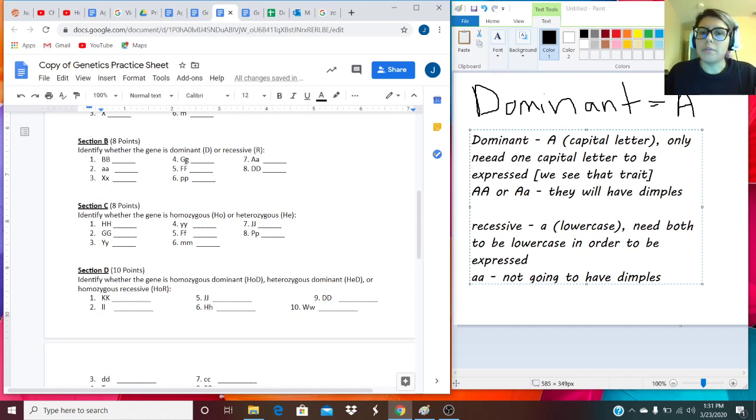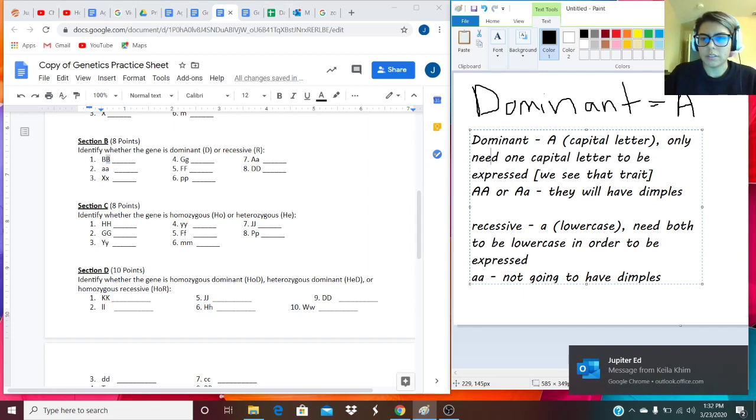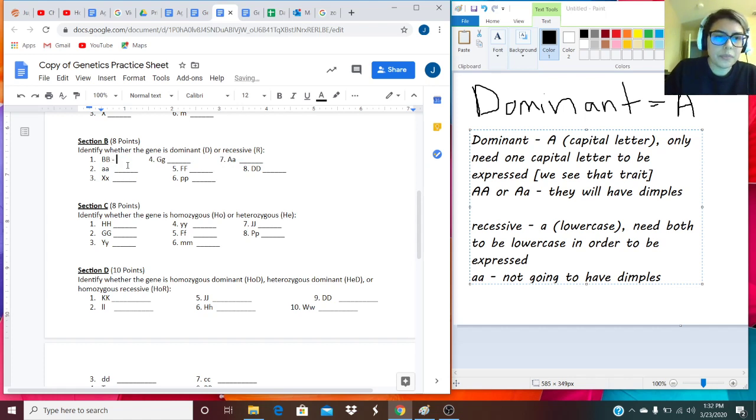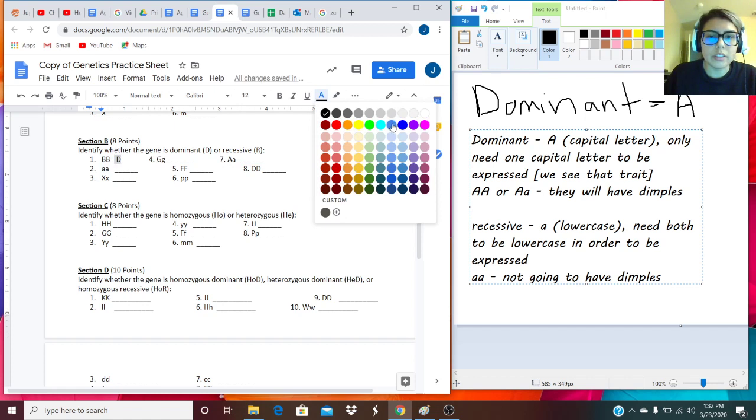This time it's asking for two letters at the same time, and we still need to determine if these combined alleles, the letters standing for alleles, are dominant or recessive. Let's look at number 1. We have a capital letter and a capital letter. If we look back at our notes, dominant means we only need one capital letter to be expressed, meaning we only need one of it to see it. Here we definitely have one, we have two for sure. If they're both uppercase, we know darn well that it is going to be a dominant allele. And again, always a different color for our answer.